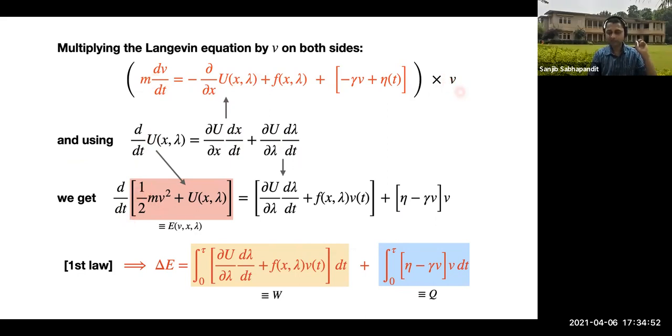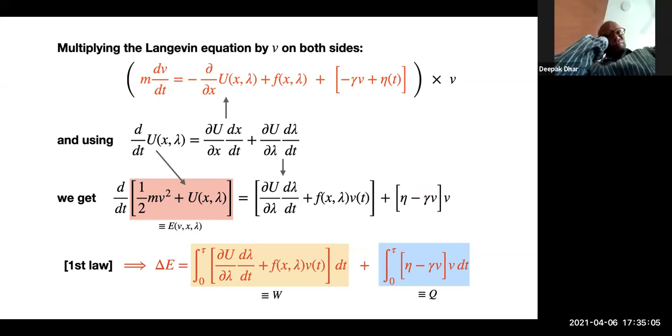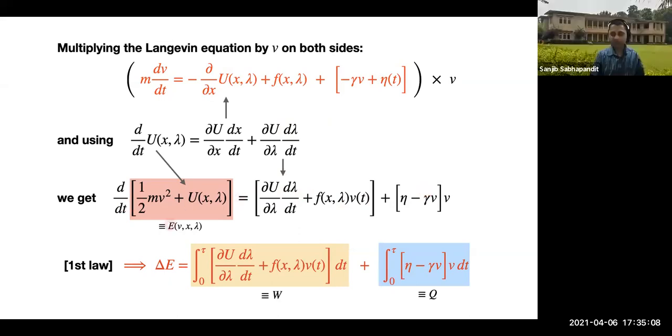The derivative of half m v squared gives this term, and this term comes here. So you replace this term with this term, and then you have this other term with v. So you have this extra term, and then you have this term. Now you can look at this, so you integrate this equation over time.